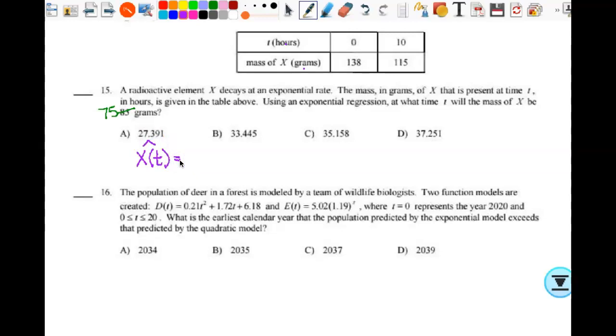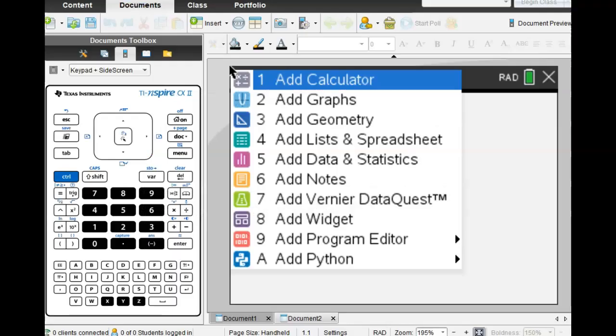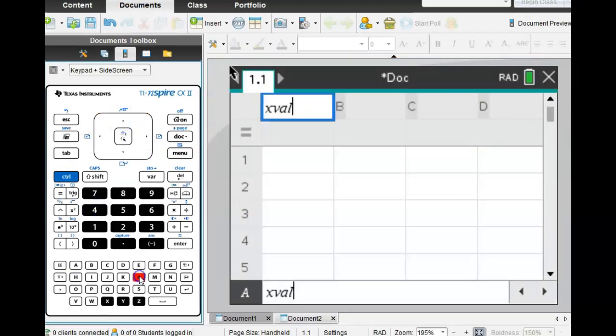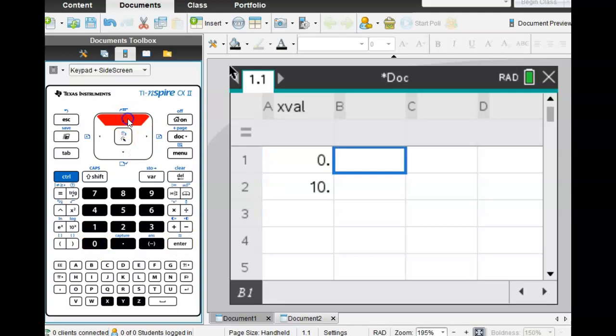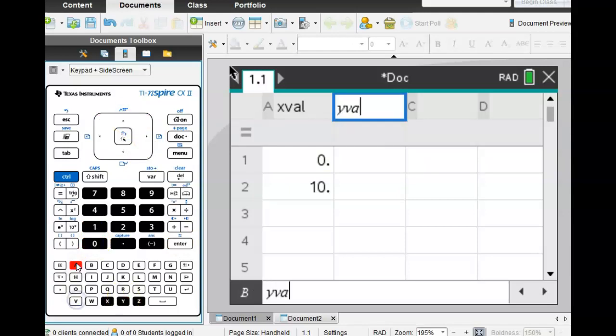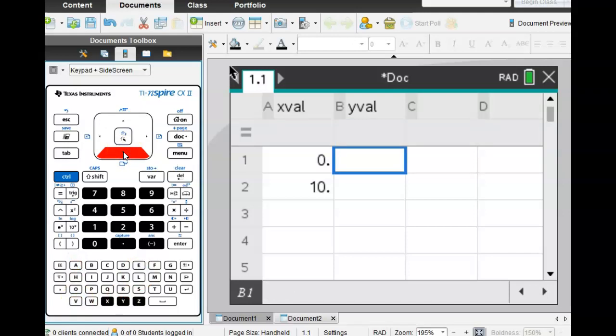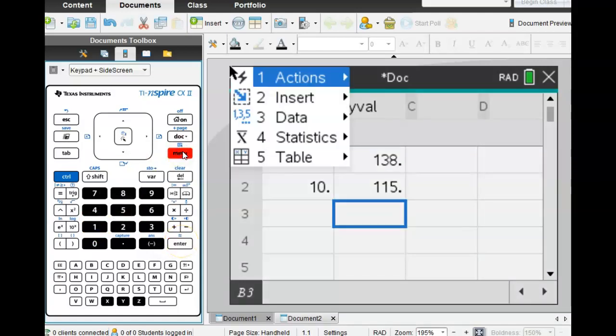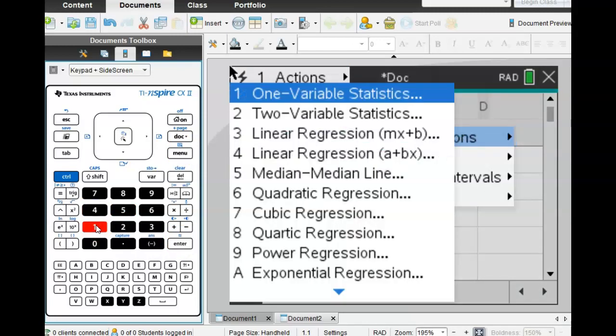All right, let me get something. I'll have one to look at when I flip. Okay, we are here. So I'm going to add lists and spreadsheets. Go up here, X val. So my X values are 0 and 10. And my Y values. Now I just want you to think of something that's not what this question's about, but if I looked at a residual plot for this, it would tell me absolutely nothing because I only have two pieces of information, right? 138 and 115. Okay. And so it told me exponential, so menu 4, 1, A.